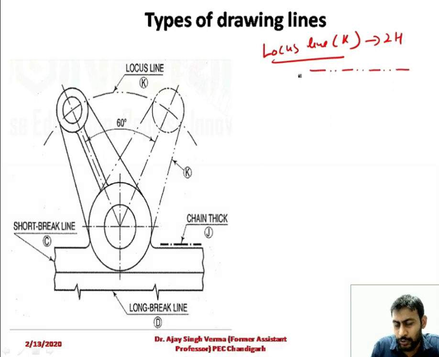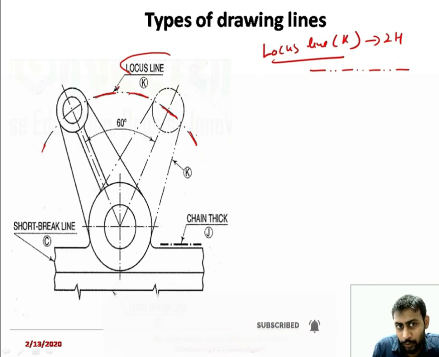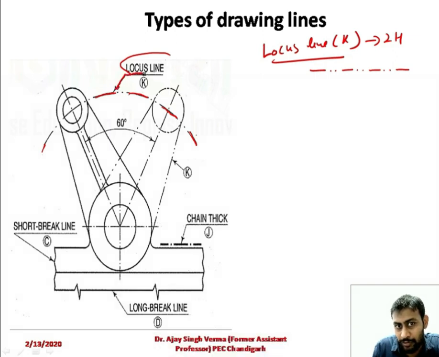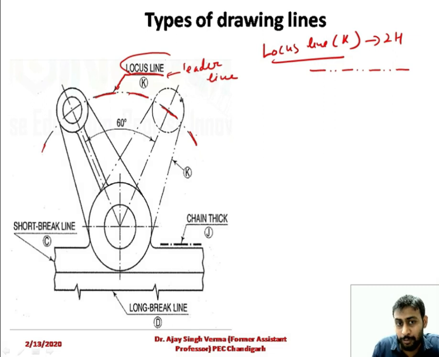It is used to represent the pitch circle or moving objects. You can see a rod that is moving on its own axis, and this line represents a pitch circle line. So for that type of line, we will go for the locus line. And you can see from the locus line, this arrow represents your ladder line.